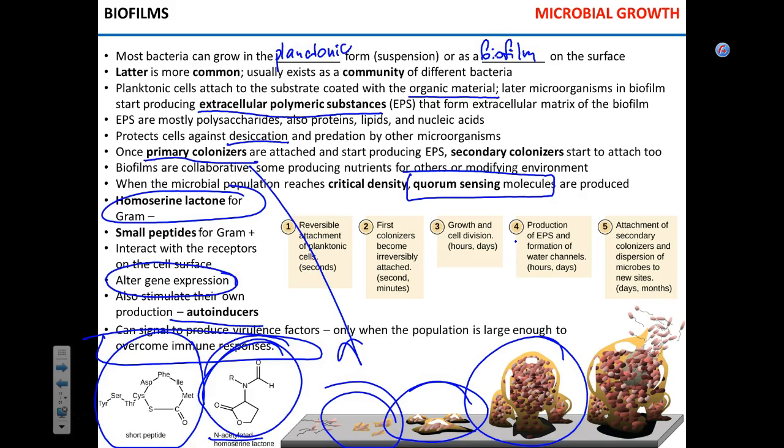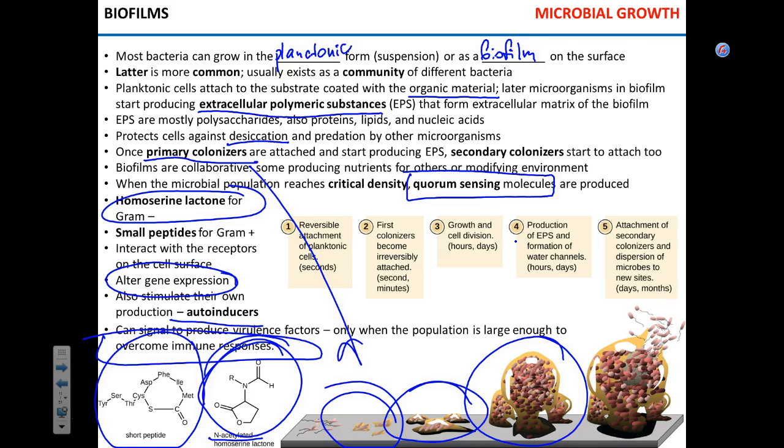So, what you have to know, as usual: what is EPS, extracellular polymeric substance? What is the function? What is it made of? What are quorum sensing molecules? Two different types: homoserine lactone for gram negatives, small peptides for gram positives. What does it mean, the autoinducer?